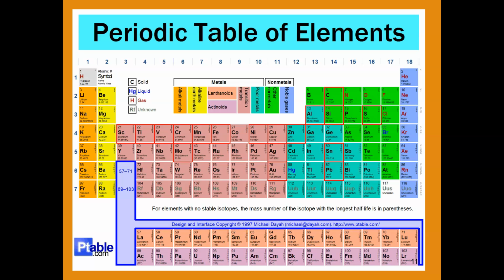And here is the periodic table, and if you notice, it's composed of mostly metals. And this is in your textbook also.